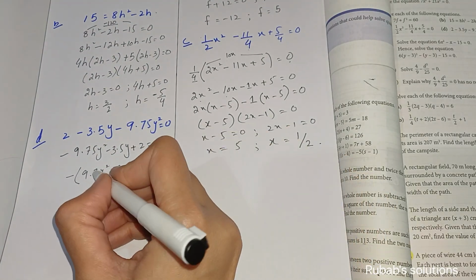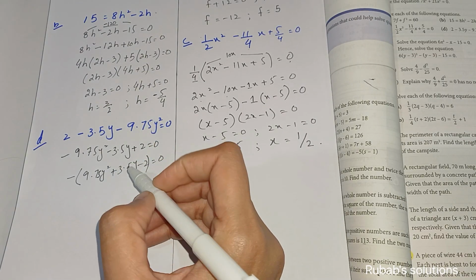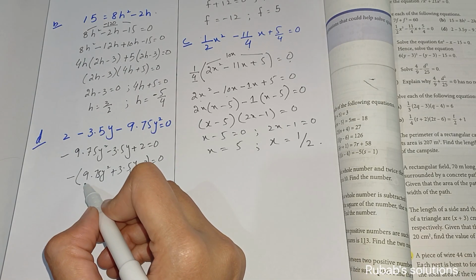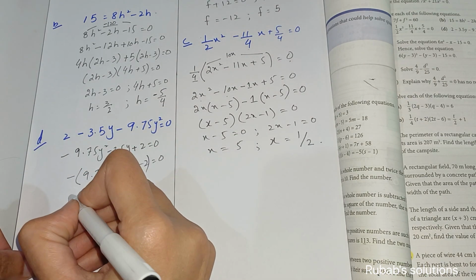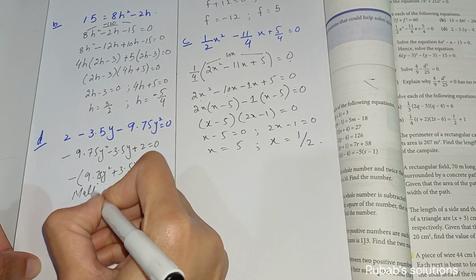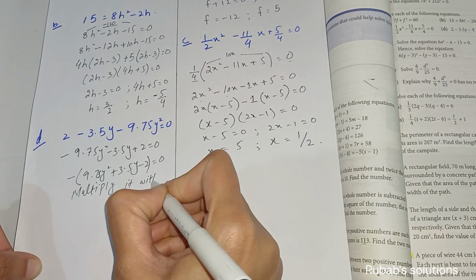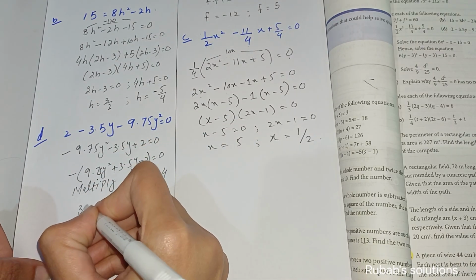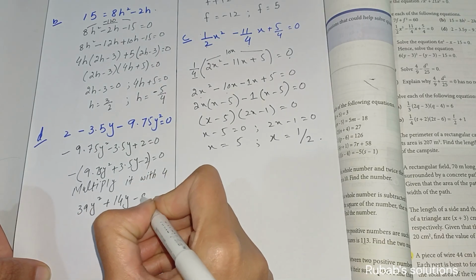Now it's difficult to solve this in decimals. So first of all, I want to remove the decimal. If I multiply all the terms by 2, it will not remove it, it will become 19.50. So when I try with 4, I'll get a whole number, so multiply it with 4. So the answer from here is 39y square plus 14y minus 8 is equal to 0.